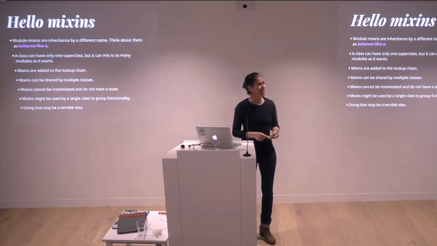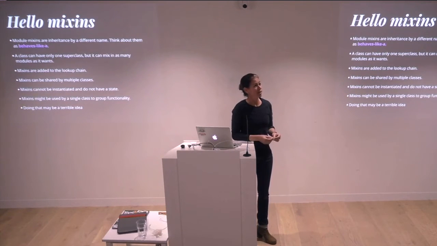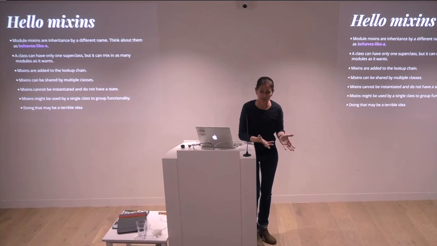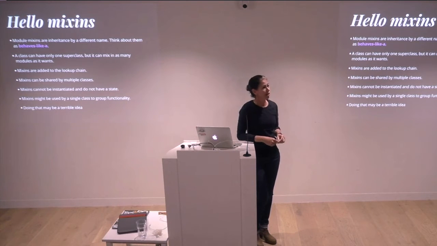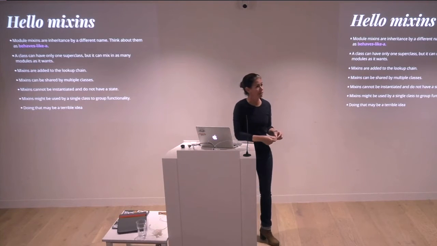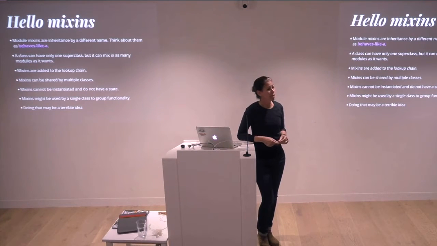So mixins are modules that are inheritance by a different name. As I said, think of them as "behaves like something." In pure inheritance, a class can only have one superclass, but it can mix in as many modules as it wants to. Mixins are added to the lookup chain, which we will talk about in a minute. They can be shared by multiple classes, so you can share behavior.